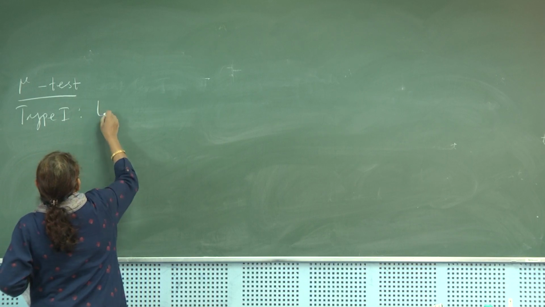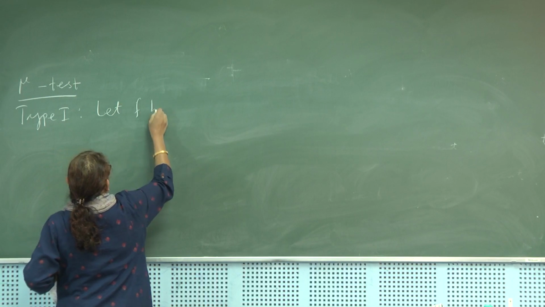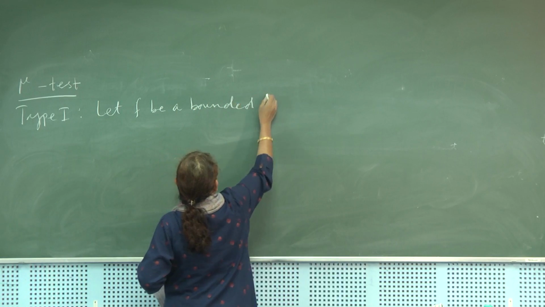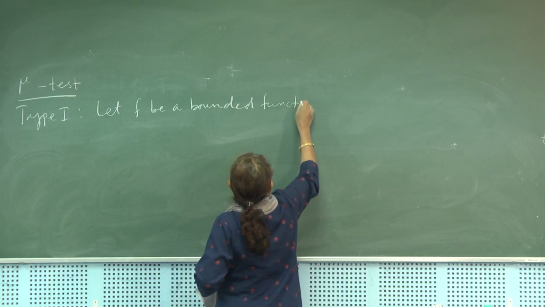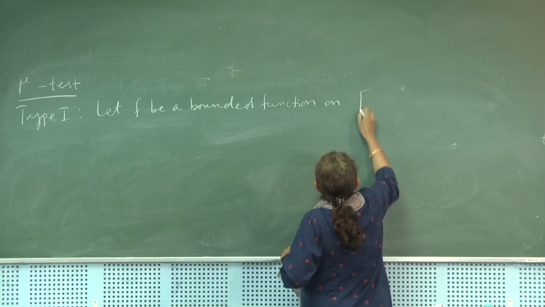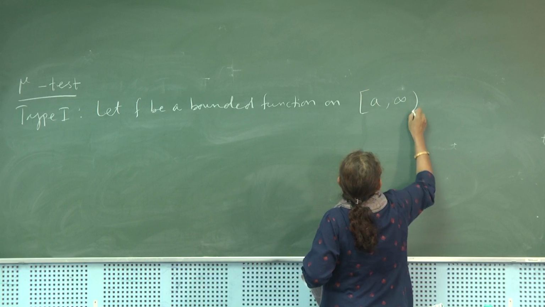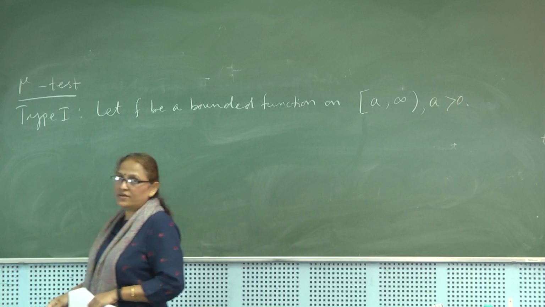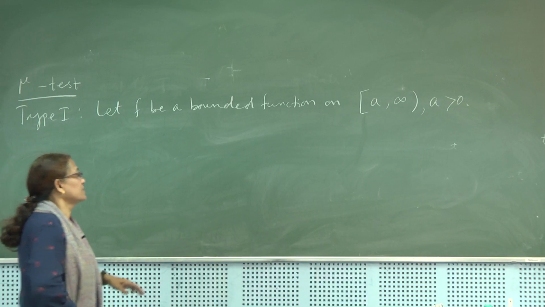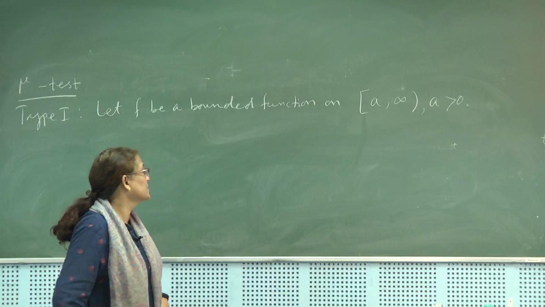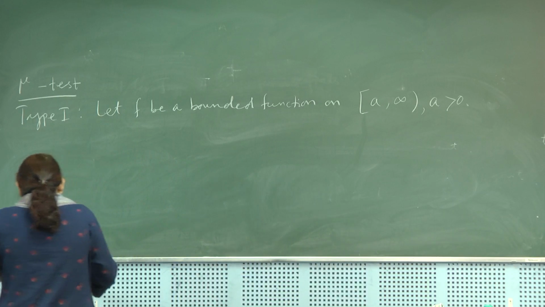In this case we consider, as before, that f is a bounded function on this interval a to infinity, and of course we consider here that a is greater than 0. Look at this interval we are considering, a to infinity, a greater than 0.